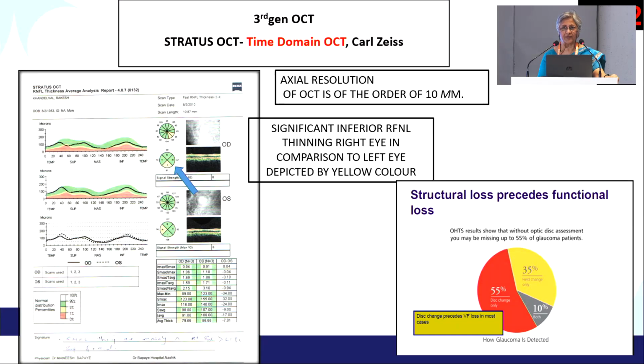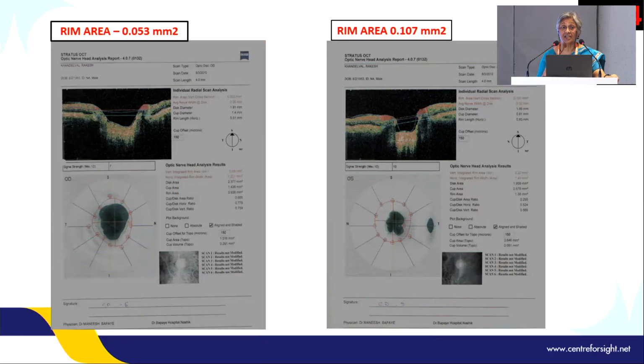Of course it is, because we know that structural loss precedes functional loss. So you might find that the field is absolutely normal, but OCT is giving us some further information. Have a look at the rim area, right eye and left eye. In the right eye, it is the rim area which is so important, the NRR which we talk about. It is only 0.53 millimeters square, whereas the rim area in the left eye is much more, almost double.